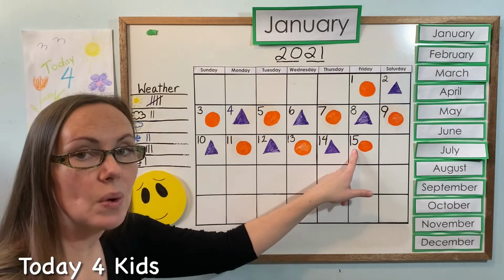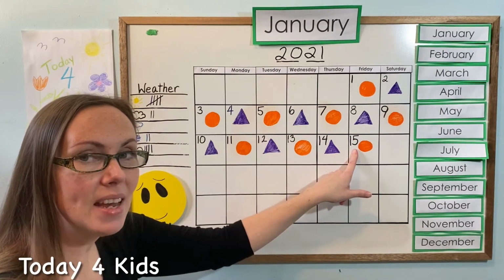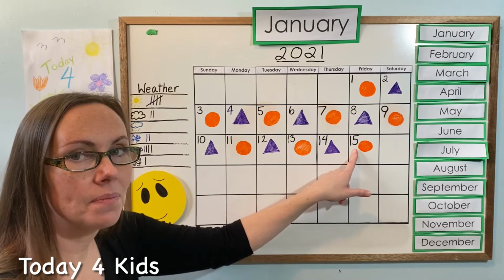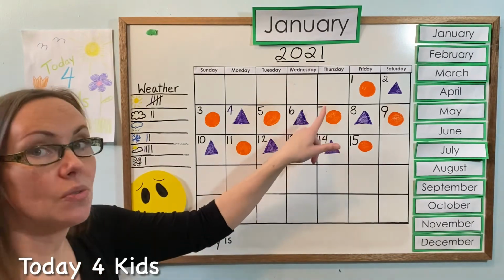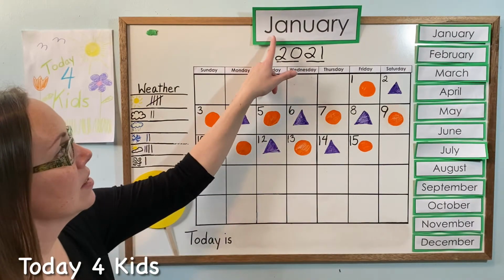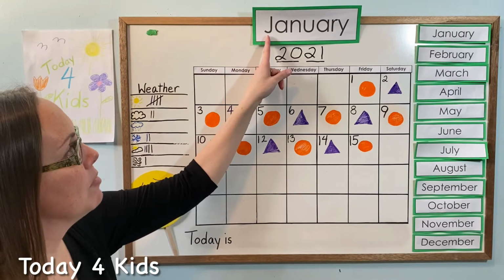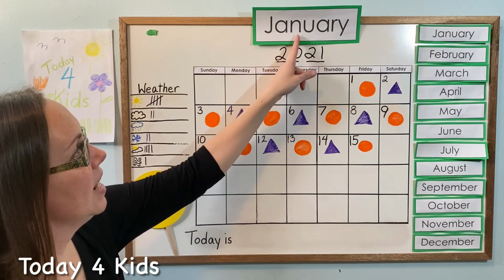And then we need to know what month it is. Do you remember what we've been saying for the last few days? What month could we have been saying? Do you remember? There's a few of them. Here's our month here, and it's January. It starts with a capital J because it's the name of the month. January.